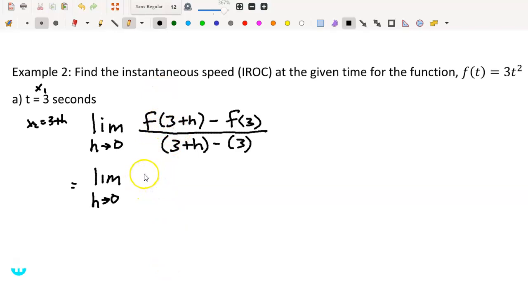And then we'll plug everything in. Once again, I'm taking whatever's in the parentheses and substituting that in for the variable, just that variable. That's where it's going in. So I have the 3, then something to the second power: 3 plus h, second power, minus 3 times 3, second power.